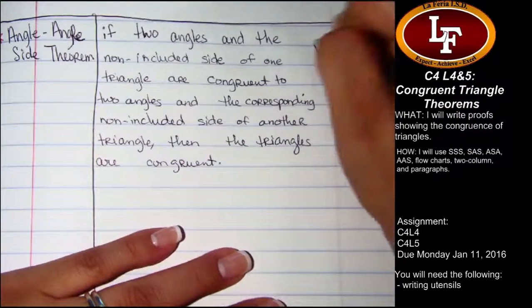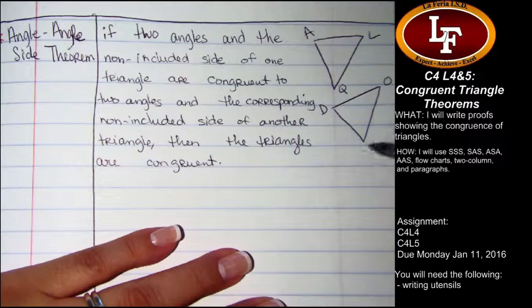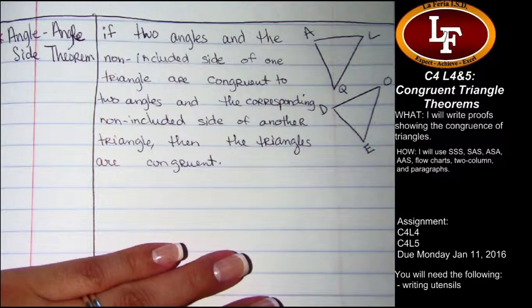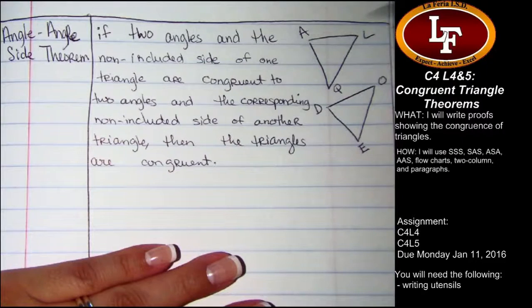Two triangles. Names, please. Q, O, P, R, P. I heard E. I'm sorry. All right, there you go. ALQ, DOE.